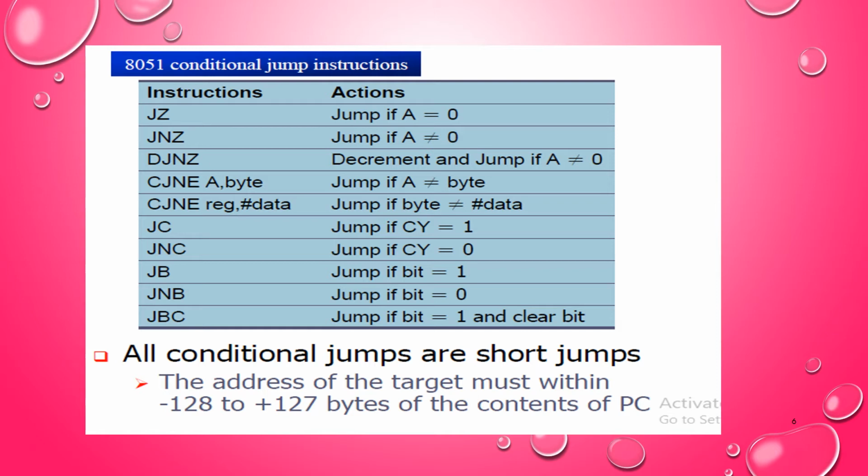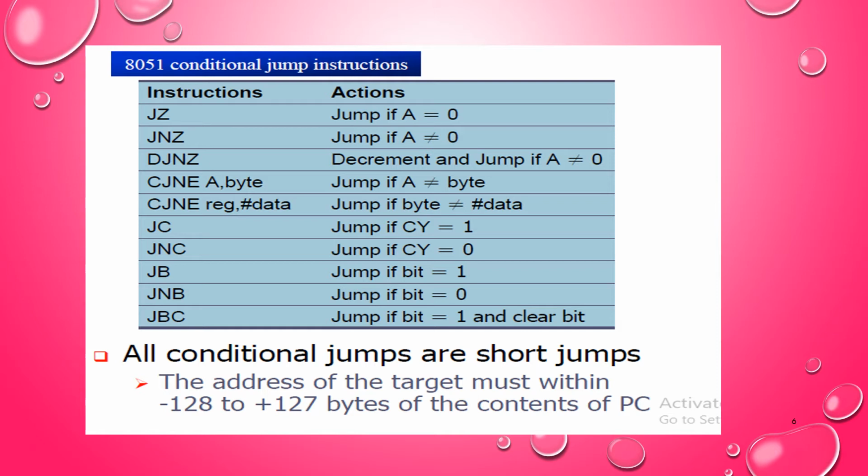The address of the target must be within -128 to +127 bytes of the contents of the program counter. Meaning, all the jumps are 1 byte: the maximum length, or distance in other words, is 1 byte only.